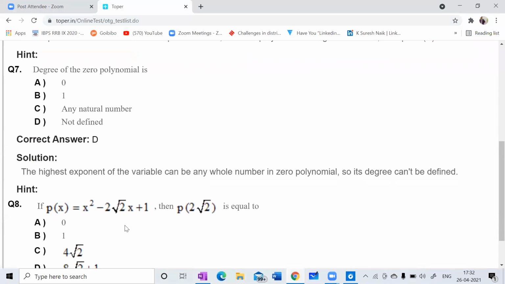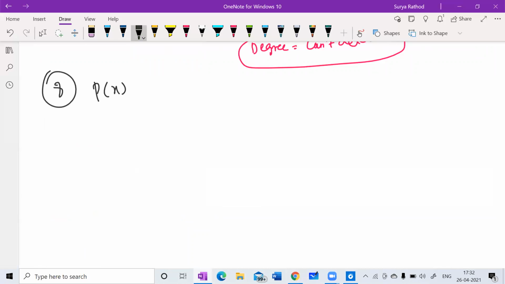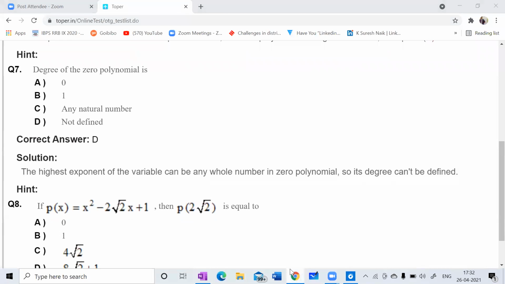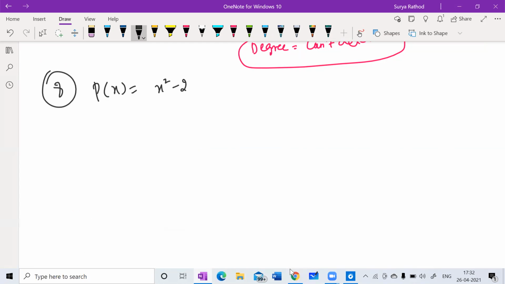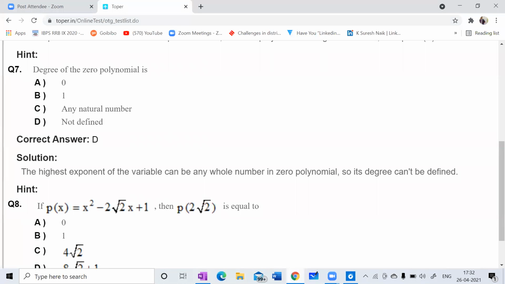See here, p of x is given. P of x is equal to x square minus 2 root 2 x plus 1. Then he is asking us to find p of 2 root 2. This is what he is asking, isn't it?